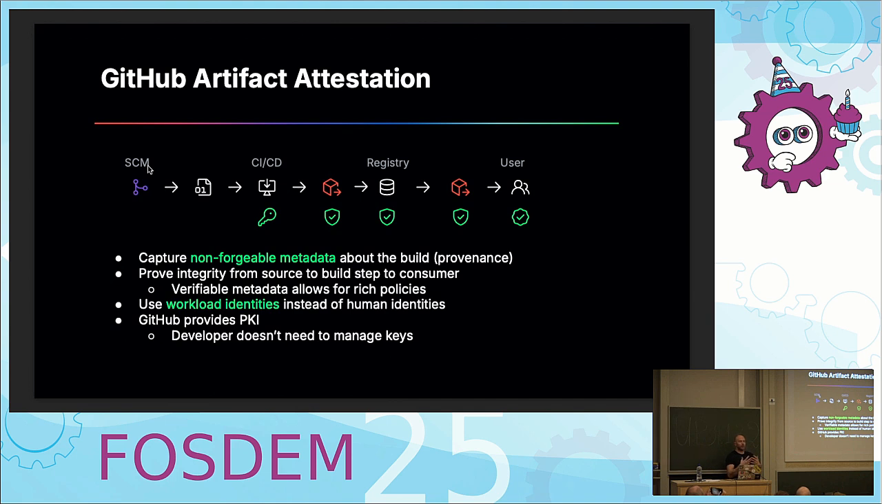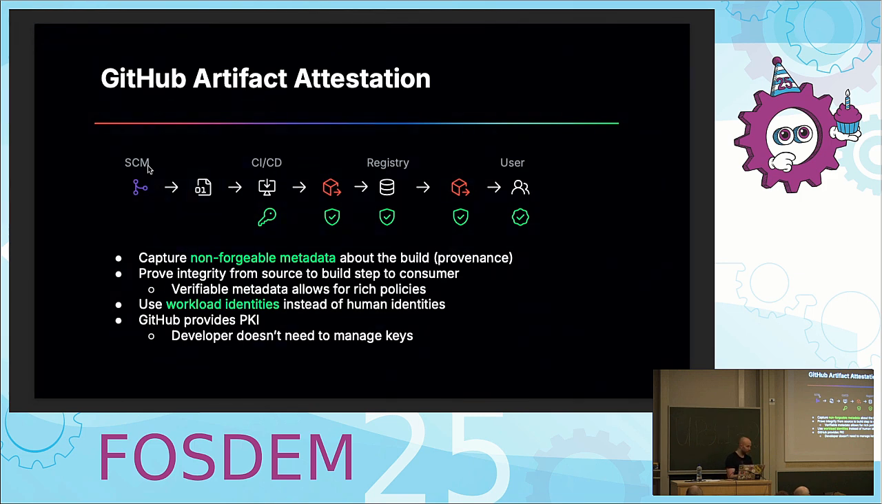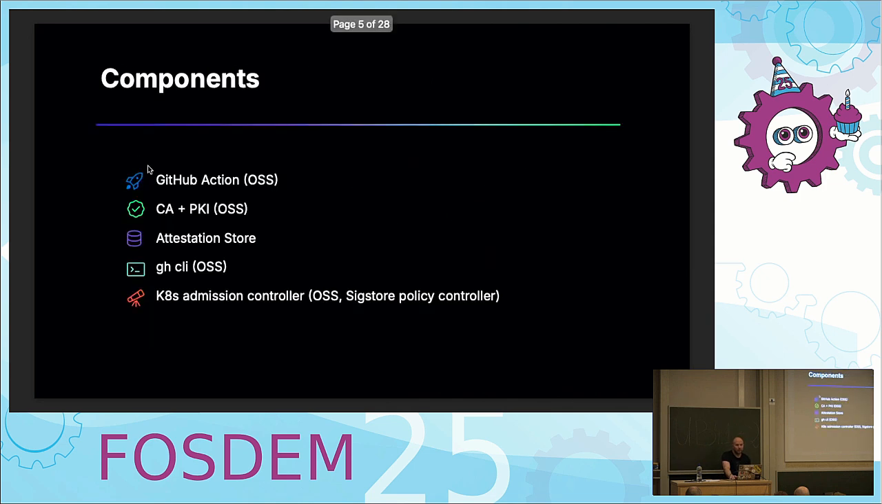As part of this, we are hosting an entire PKI platform, and we're also doing it by relying on workload identities instead of human identities. That gives us a way to simplify the policy processing around it. And the great thing about it is that from a developer perspective, you don't need to manage any key material at all. Everything happens automatically by the system, which I will of course describe.